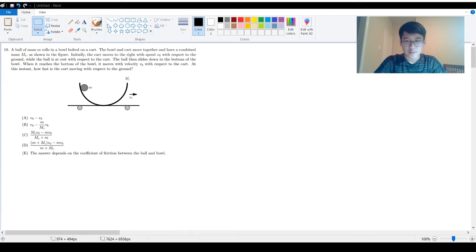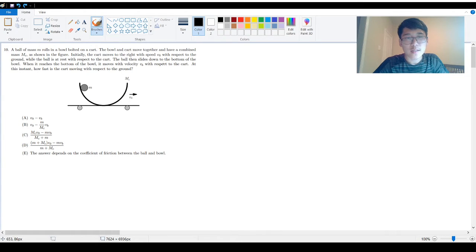Hey everyone, so now we're moving on to question 10. The question reads: a ball of mass m rolls in a bowl bolted on a cart. The ball and the cart move together and have a combined mass mc, as shown in the figure. Initially, the cart moves to the right with a speed v naught with respect to the ground, while the ball is at rest with respect to the cart.